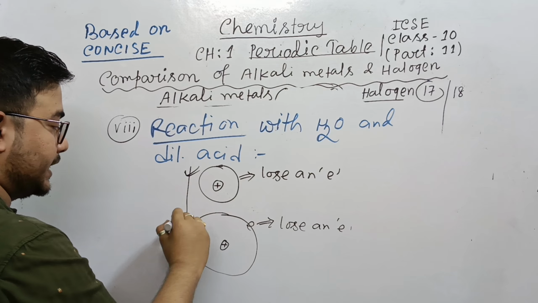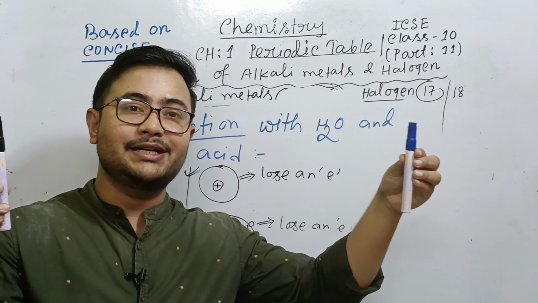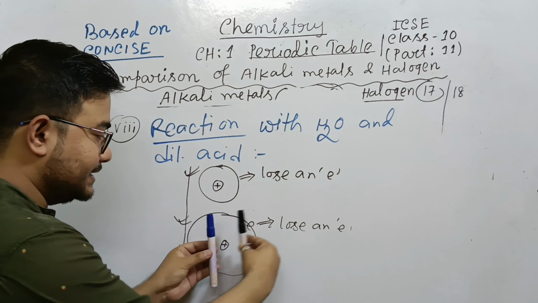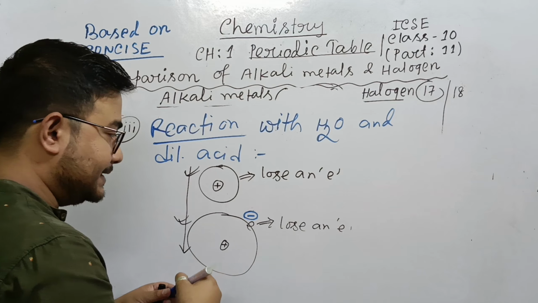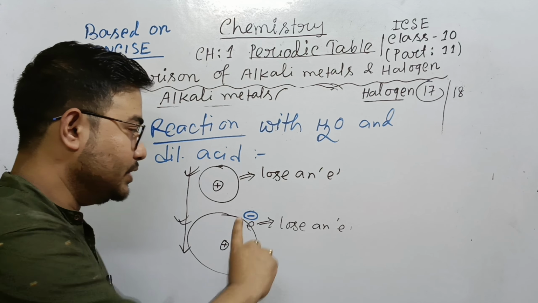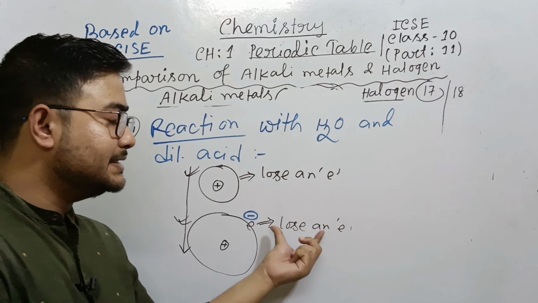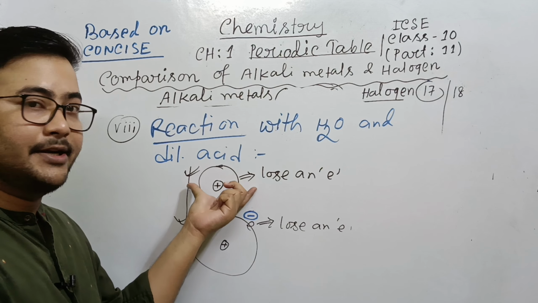If the distance between magnet and iron increases, the attraction becomes less. Since the distance increases, it is positively charged and it is negatively charged. As the distance increases, the attraction becomes less, so it easily loses an electron. Since it easily loses an electron, it has more reactivity than this atom.